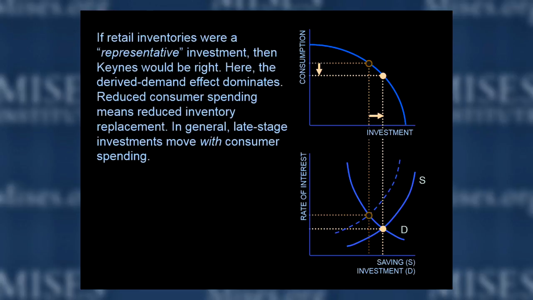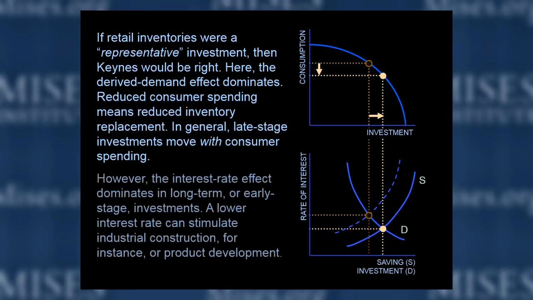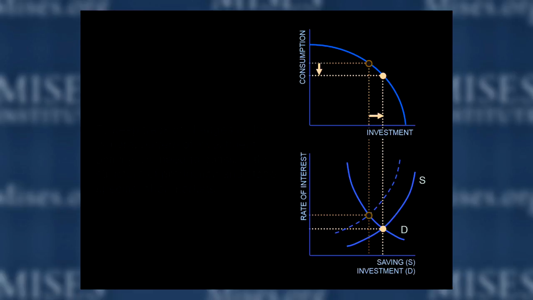Now the key is about the retail inventories. They're representative investments, according to Keynes. If retail inventories were a representative investment, then Keynes would be right. Here the derived demand effect dominates. Reducing consumer spending means reduced inventory replacement. In general, late-stage investments move with consumer spending. That's what Keynes would say. However, the interest rate effect dominates in the long term, or early-stage, investments. A lower interest rate can stimulate industrial construction, for instance, or product development. So you get that trade-off.